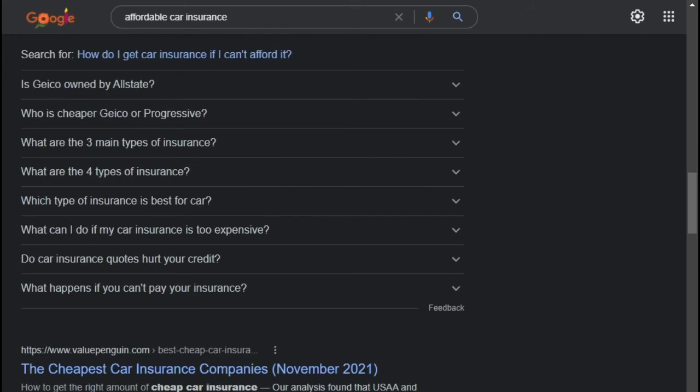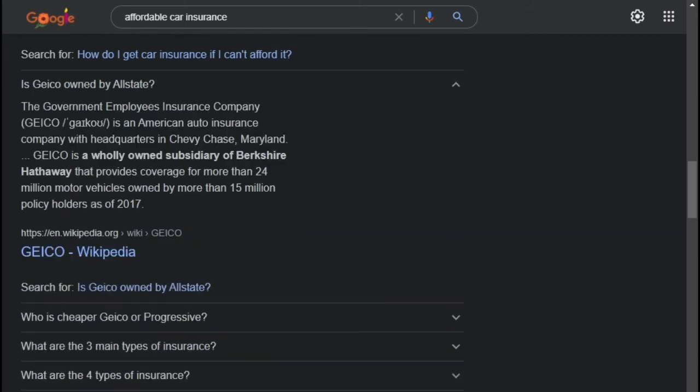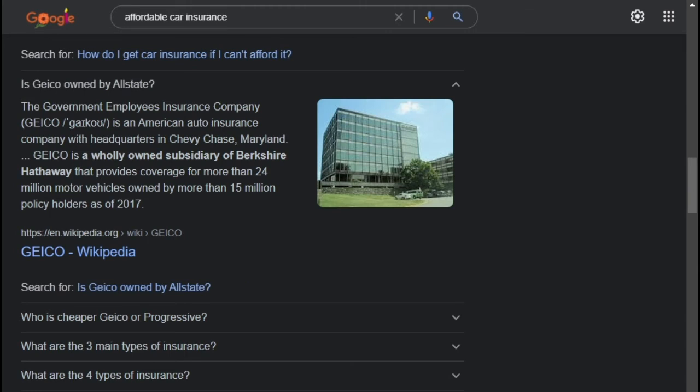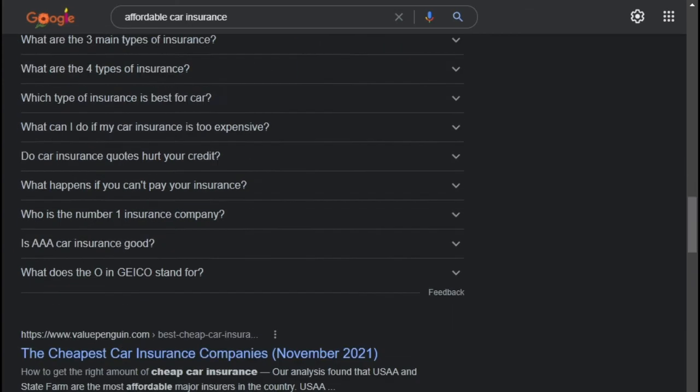And is GEICO owned by Allstate? The Government Employees Insurance Company, GEICO, is an American auto insurance company with headquarters in Chevy Chase, Maryland. GEICO is a wholly owned subsidiary of Berkshire Hathaway that provides coverage for more than 24 million motor vehicles owned by more than 15 million policyholders as of 2017.